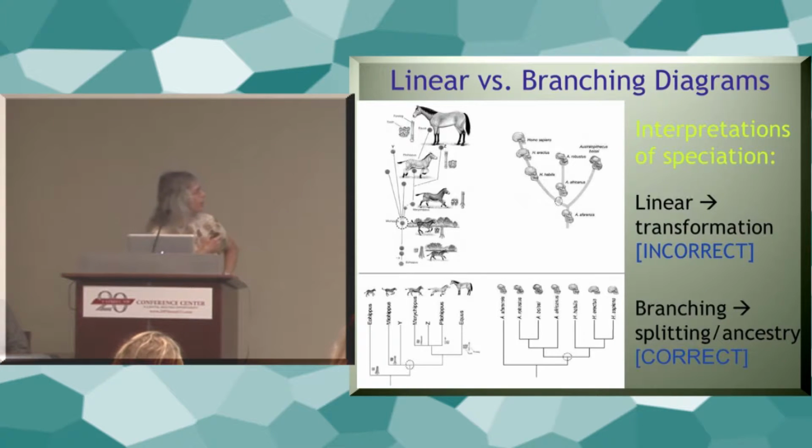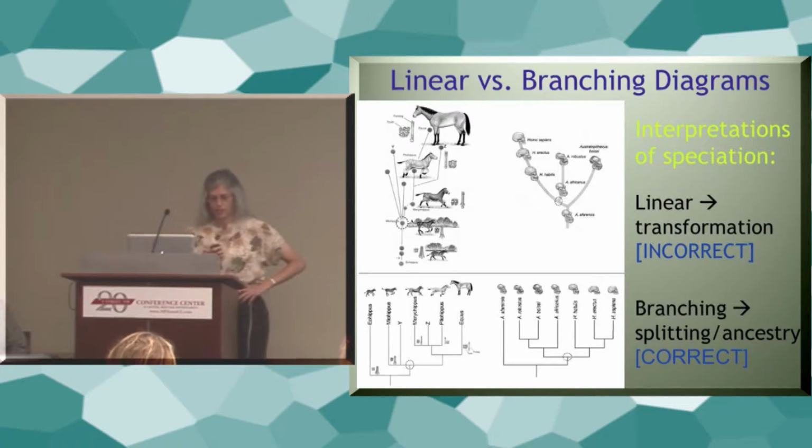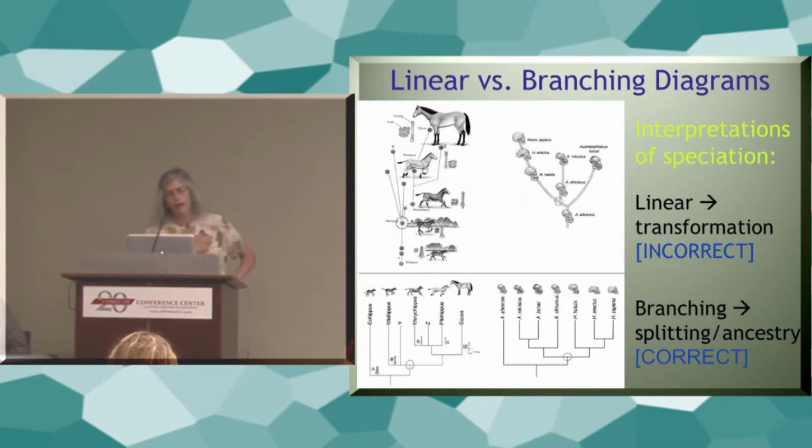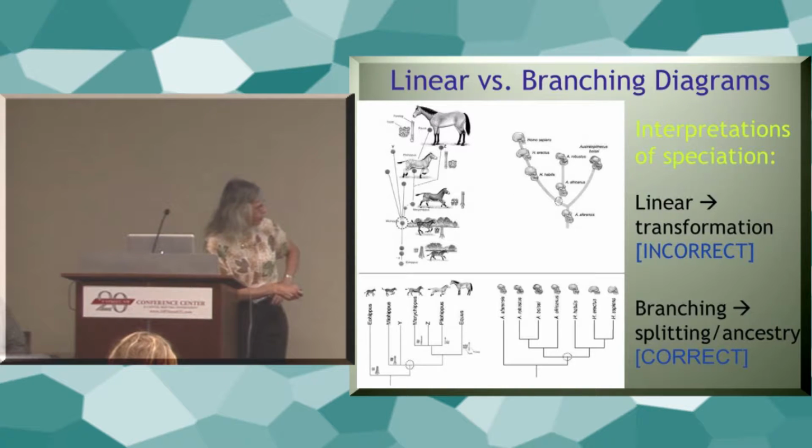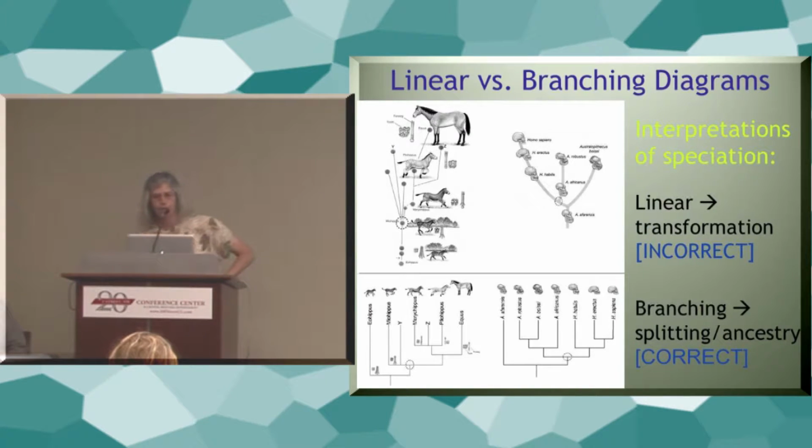All right, so to start with, we have linear versus branching depictions of evolutionary history. The depictions at the top of this diagram have some branching, but they also have some linear components. For example, from Merychippus to Pliohippus to Equus, and from Homo habilis to Homo erectus to Homo sapiens, whereas the ones on the bottom are completely branching diagrams. We were interested here in students' interpretations of speciation.